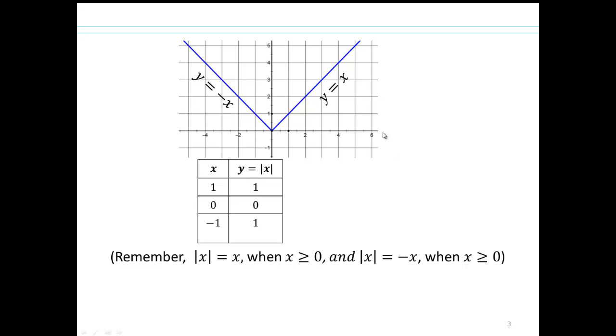All right, absolute value x. That's going to be this V shape. When x is 1, you have 1. When x is 0, you have 0. When x is 2, you have 2. When x is -1, you have 1. When x is -2, you have 2. So it's really a part of the line y equals -x and a part of the line y equals x together that gives us absolute value x.